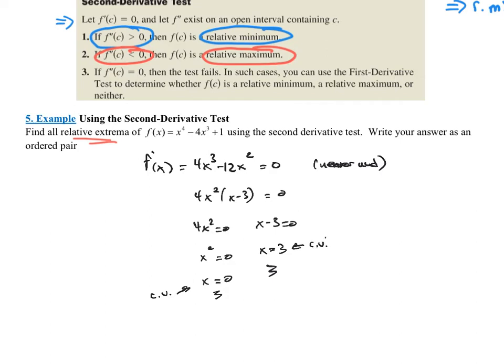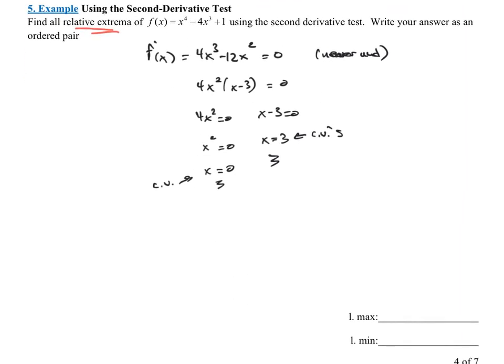So if I was doing the first derivative test, this is where I create a sign chart, pick numbers, and plug them in. I'm telling you with the second derivative test, that is not what you do. With the second derivative test, now we want to find the second derivative. The second derivative of this function is quite easy to find as it is a polynomial function. So for the second derivative, I would have 12x squared minus 24x.